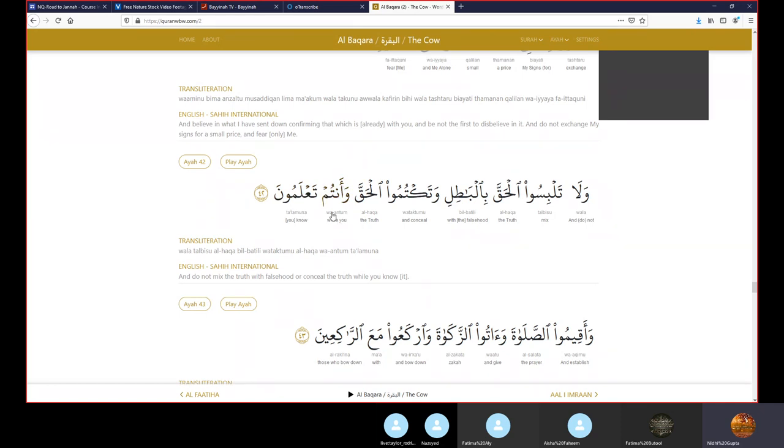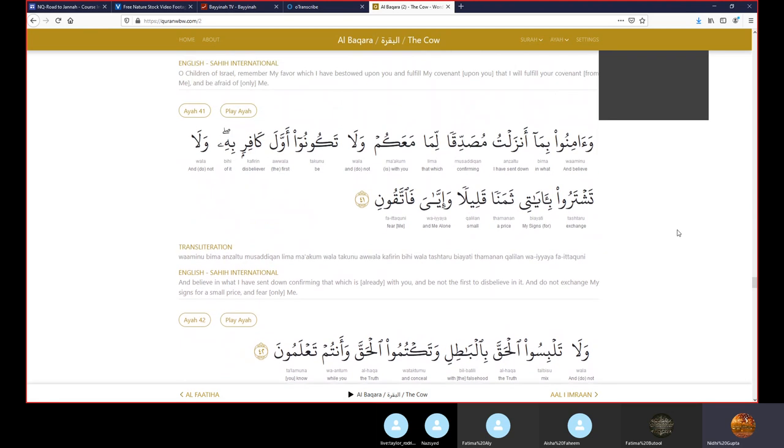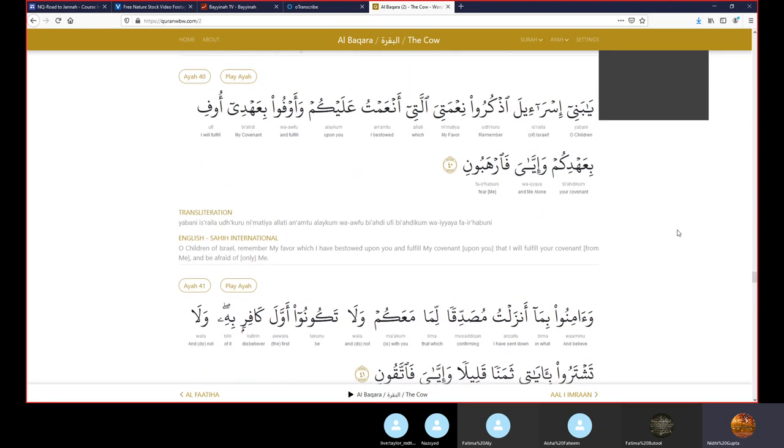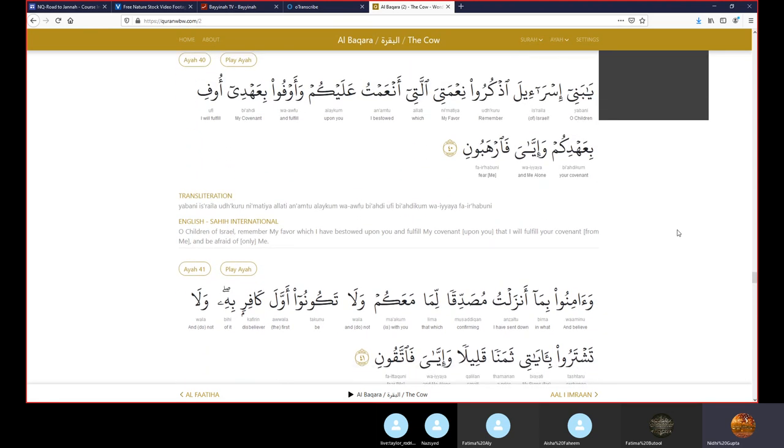While in English we say "while you know," here it means plural, all of you, right? So do not mix the truth with the falsehood, and conceal the truth while all of you know. That's the meaning of this. Okay, so inshallah we will talk a little bit more about these ayahs now. Ayah number 40, again we'll go back.